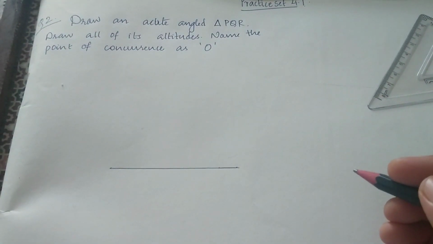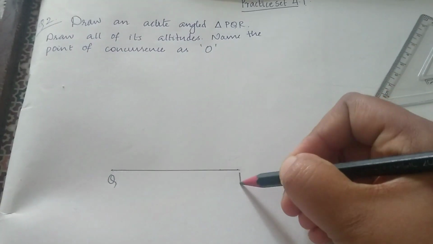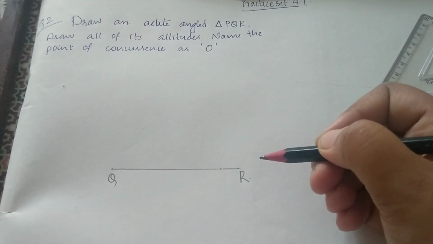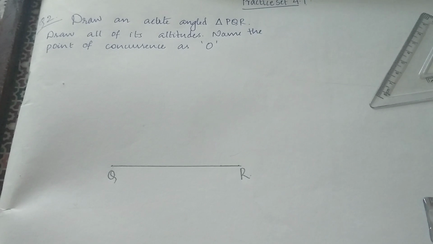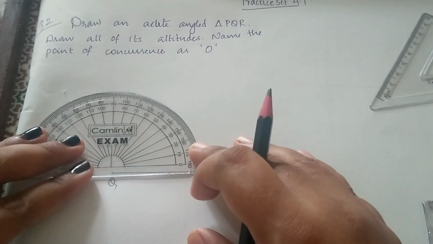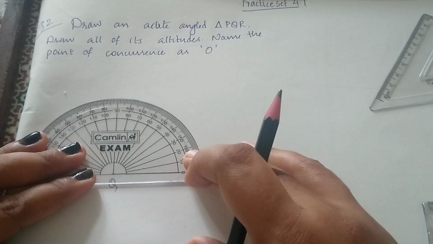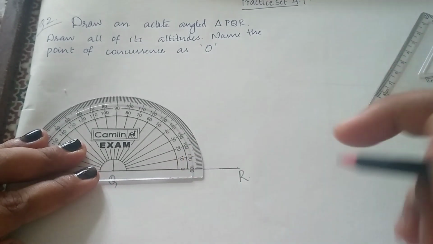Now what is the name? Here we will name it as QR. PQR is the triangle. Acute angle means it is always less than 90 degrees. 90 degrees is the right angle triangle, less than 90 degrees will give you an acute angle triangle.